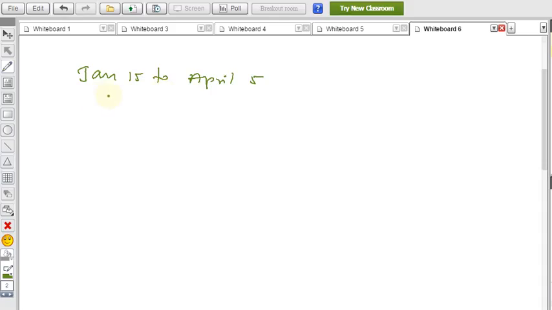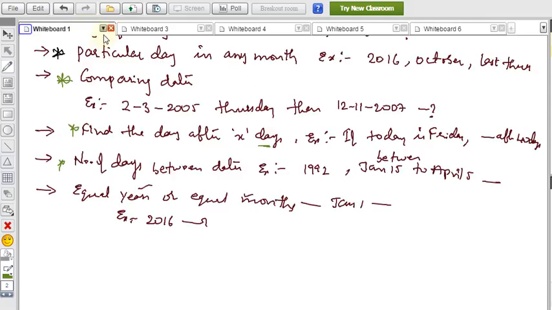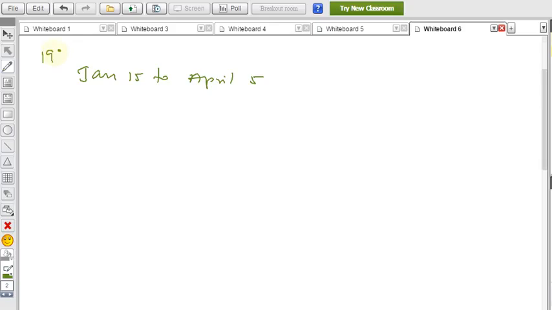So January, we must know this, they mentioned the year is 1992. We must know whether 1992 is leap year or not, because we are starting from January, right? 92 divided by 4, remainder is 0. So it's exactly divisible. So 1992 is a leap year. So there will be one more extra day in the month of February. Leap year, so it's 366 days.